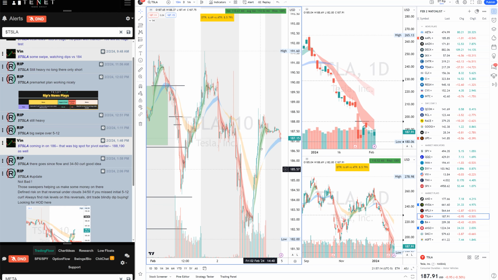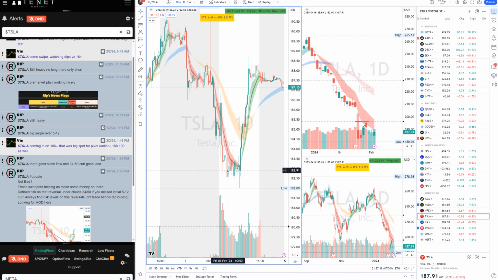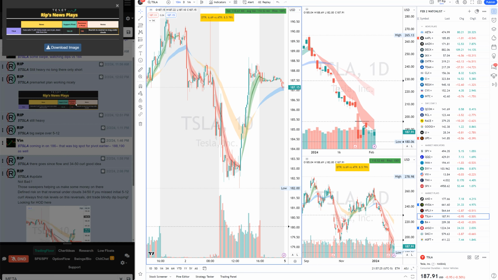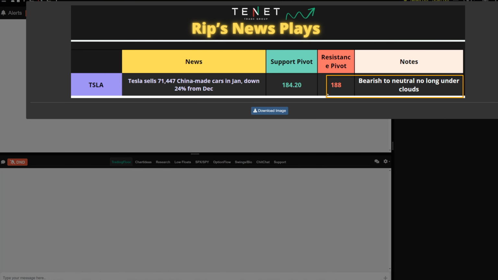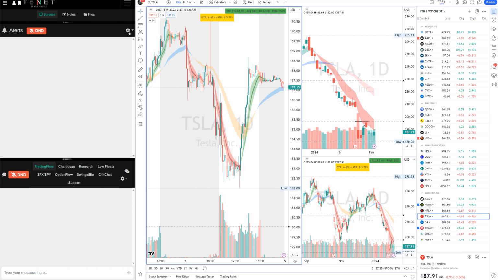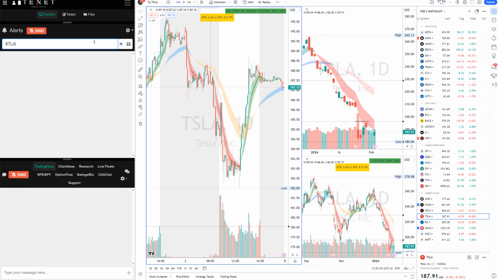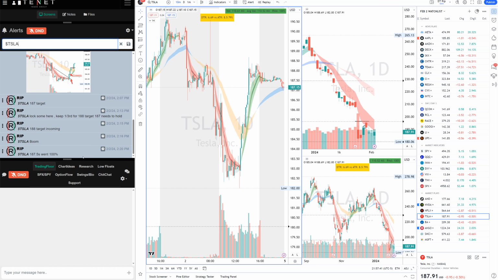I'm going to talk about Tesla, how we were short Tesla in the morning, and how we traded Tesla long. This trade I also gave on Twitter. I will show you in a minute. Let's first see why we were short on Tesla. Short on Tesla was simple. The pivots were 184s, and 188s was the resistance pivot. It was heavy. There was news on Tesla, and let's just check it out.